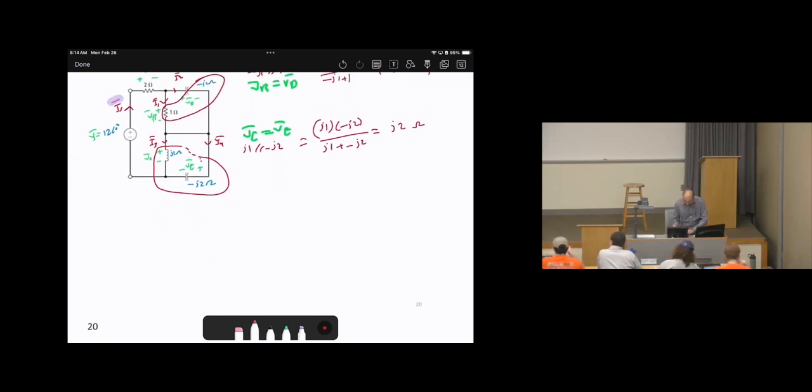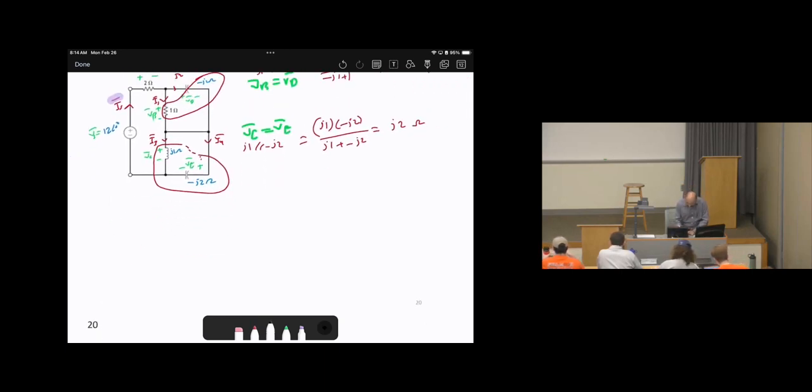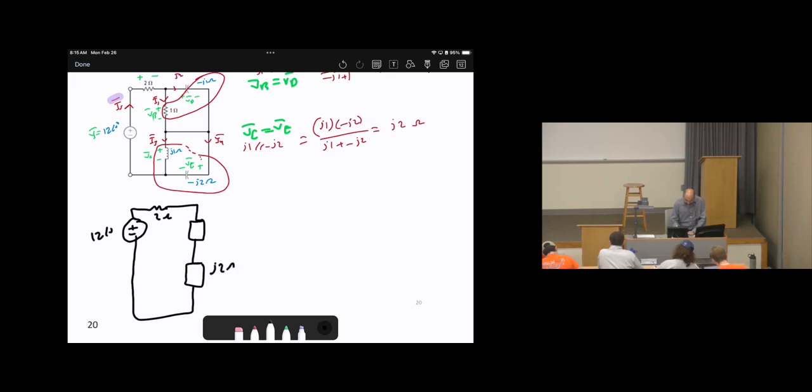Let's simplify the circuit. After doing this parallel, the circuit will look like this way. So it is 12 angle 0, 2 ohms. Then the equivalent impedance, I'm going to replace it by a box, the other one by a box. So this impedance is j2 ohms. The other impedance is 0.5 minus j0.5 ohms.